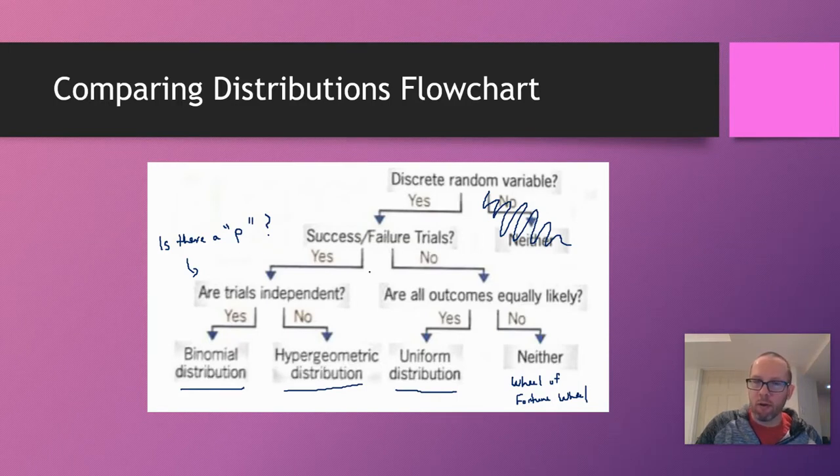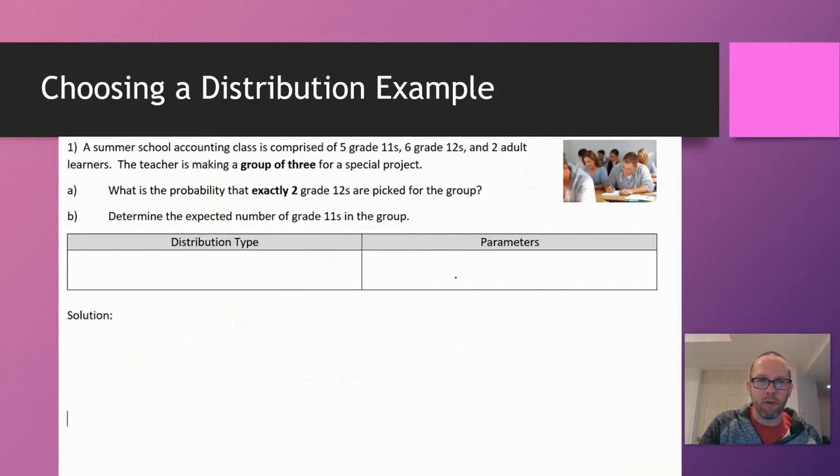Just think, is there a P? So let's do a couple examples. This will go by pretty quick. We already have all the tools to do these. It's just now it's not necessarily saying, okay, we're in our binomial distribution lesson. Here's a binomial distribution example.